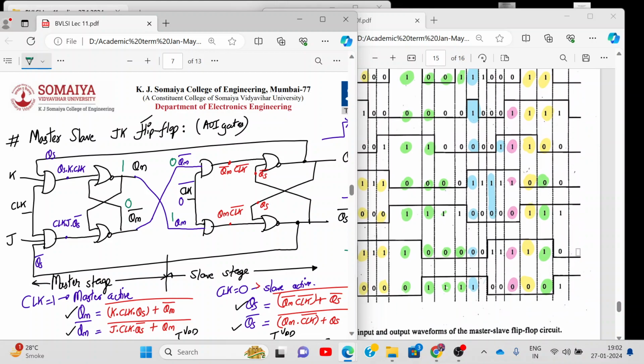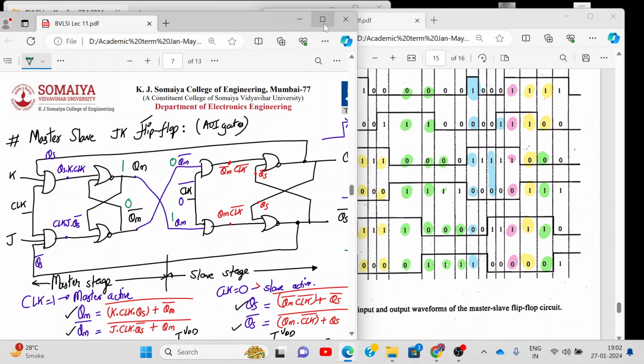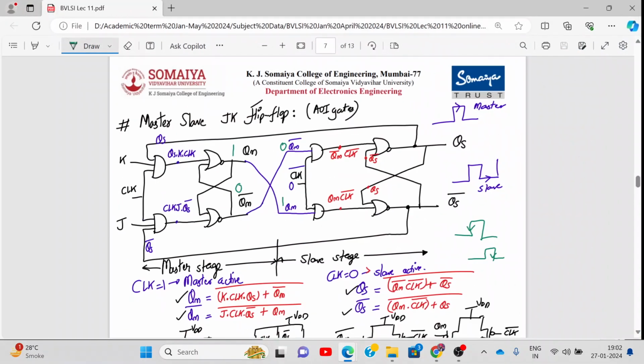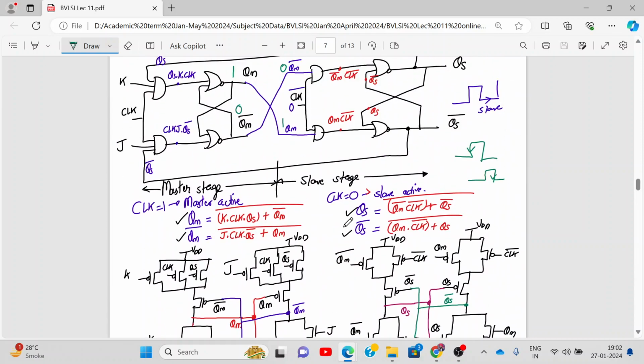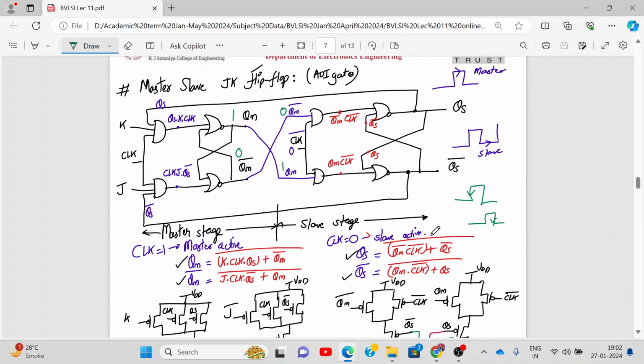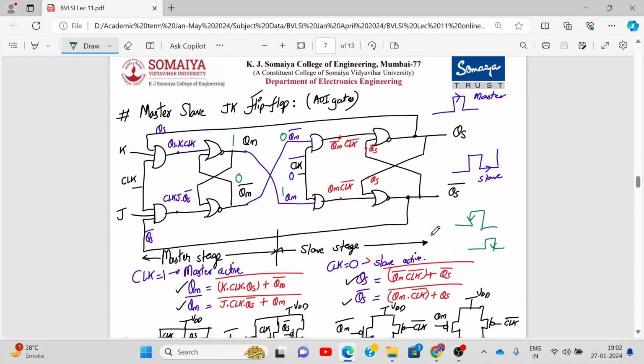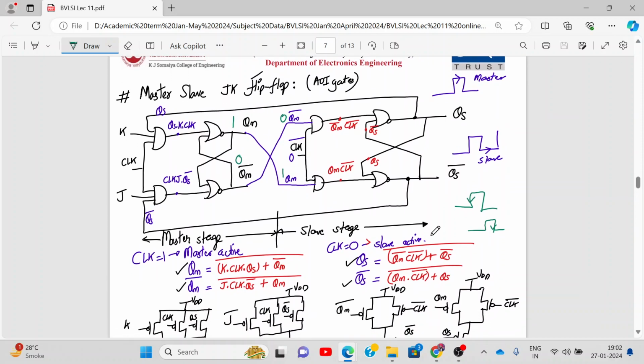Right, sir. Okay, so that is some problem remaining in level triggered master slave JK flip flop, which you can easily remove in the edge triggered JK flip flop. Okay, if you just make the clock instead of level triggered, edge triggered. So that's why we can call it as a flip flop if it is edge triggered. Okay.